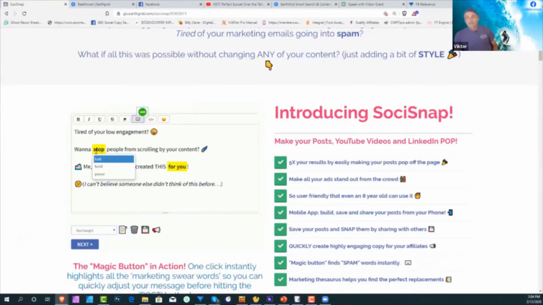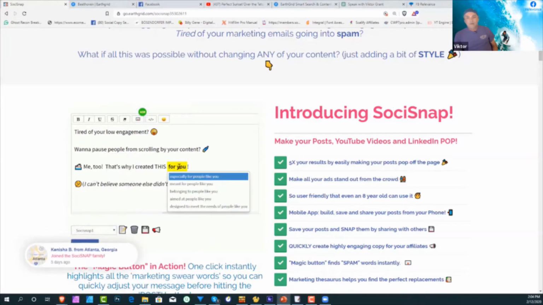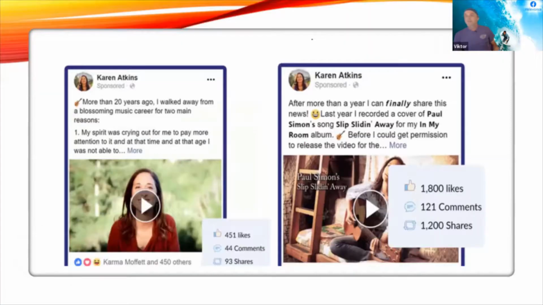So I'm going to go back to my deck, because I don't want to talk all day about SociSnap. I want to keep going into Facebook relevance. Here's one of my clients who's a musician. This is her ad before and after. Notice the number of shares. And that's the number one measurement that I base the quality of a campaign on, how many shares you get. I don't care how many clicks you get. I don't care how many comments you get. I don't even care how much money you made. What matters is how many people shared it, because you can always turn that into cash by retargeting.